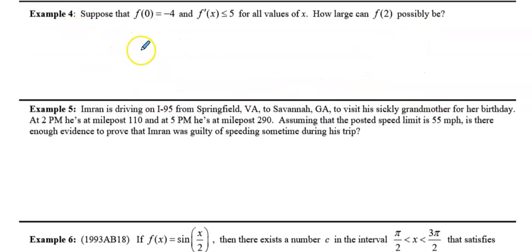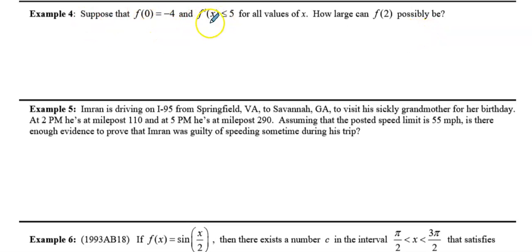Sometimes it may not be blatantly obvious that you need to use one of these theorems. For example, number 4 says: suppose that f of 0 is equal to -4, and that f prime of x, the derivative, is always less than or equal to 5 for all values of x. How large can f of 2 possibly be?